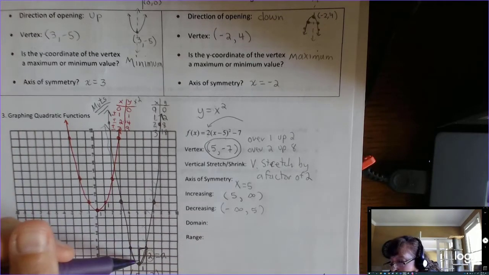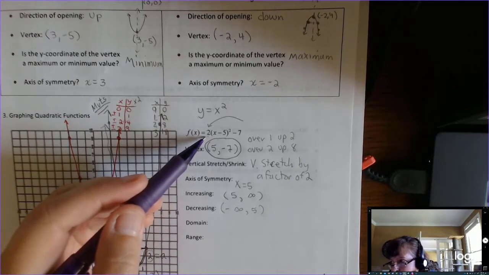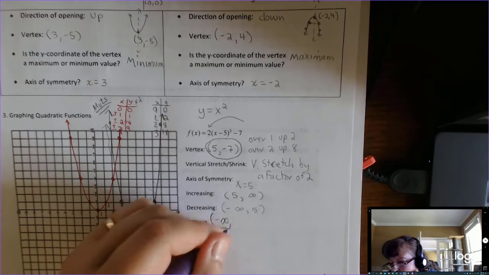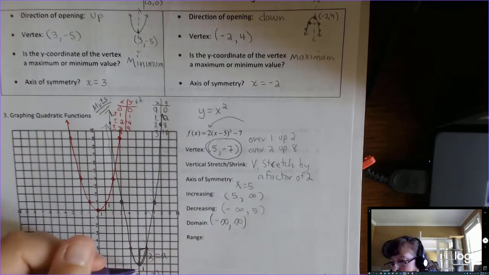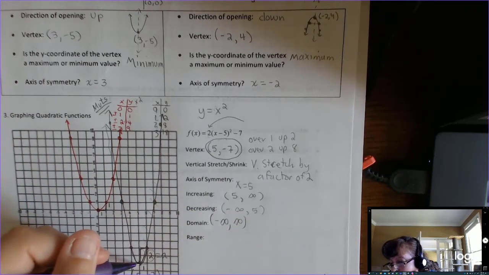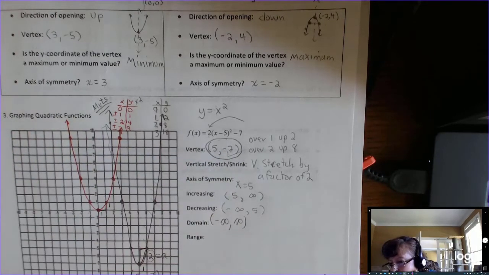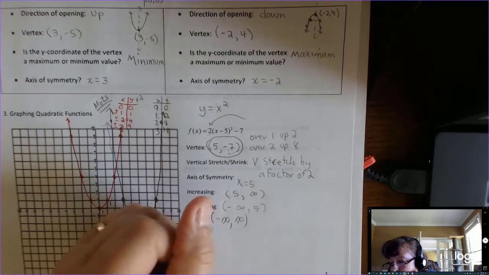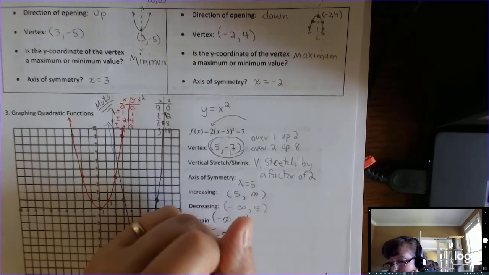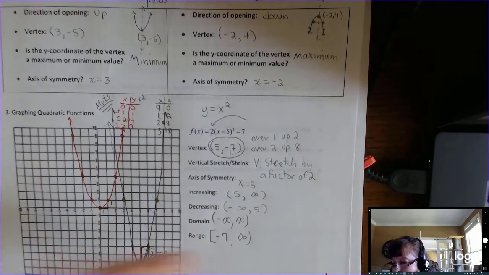The domain, well, this quadratic doesn't have any restrictions. There's no denominator, there's no radical, there's no log, so this is all real numbers. But the range, the lowest it can get is negative 7. Now this is another part people mess up. Negative 7 is a y-coordinate. It's not an x, so the range would be bracket negative 7 to infinity.